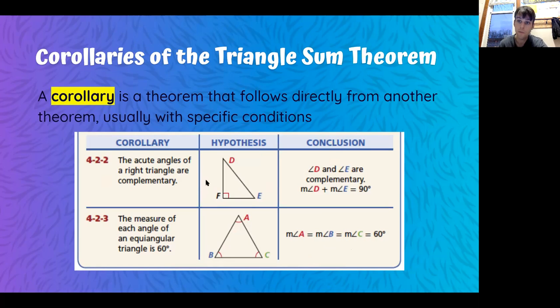Fair enough. They're just some really specific results that are based on the triangle sum theorem. And that's really all we need to know going into this.